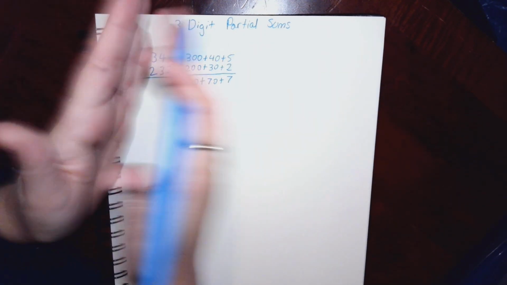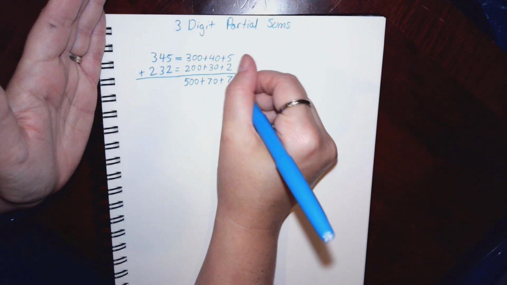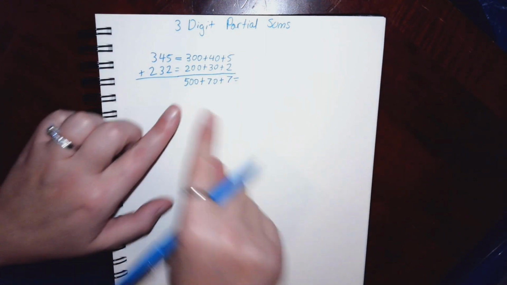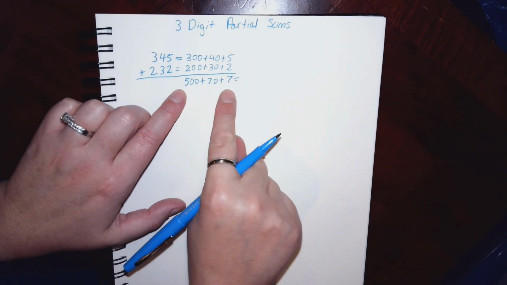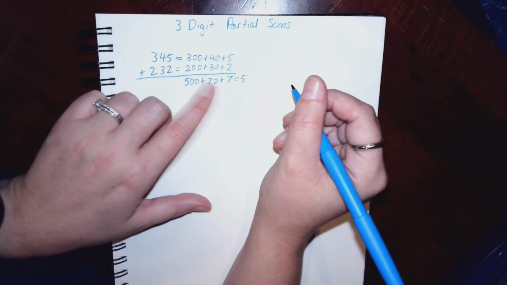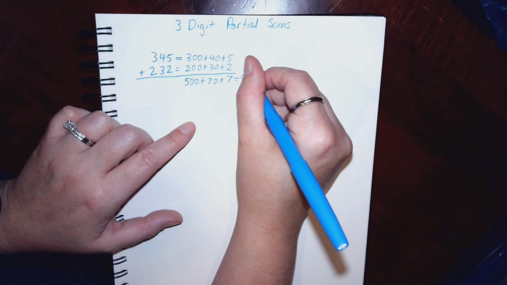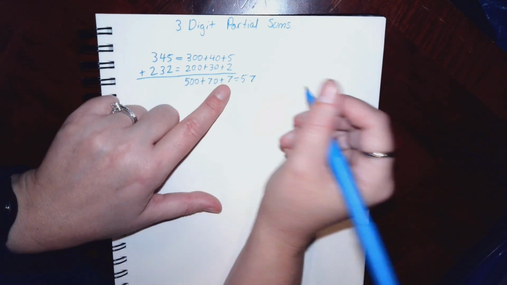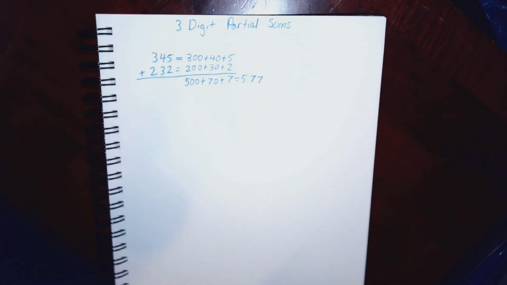Okay? So just like we expanded it out to get my final sum, I need to push that back together. So if I look through all my numbers, the only 100 I have is the 500. Do I have any tens except for the 7 tens? Nope, so I'm going to put 7 in for my tens, and then I have 7 ones. Okay? So 345 plus 232 equals 577.